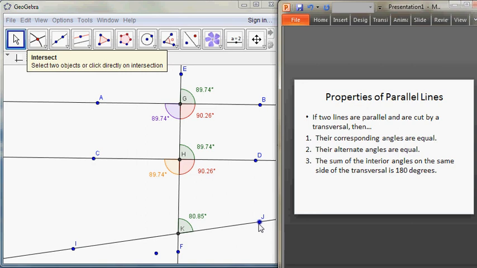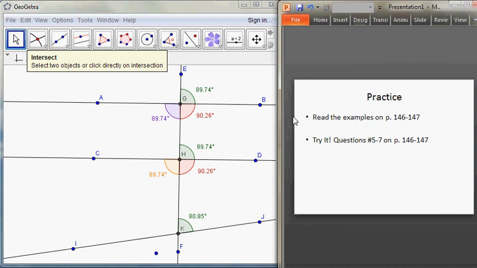We can look at line IJ as a non-example. It is not parallel to either line CD or AB because the corresponding angles are not the same. Angle HKJ is 80.85 degrees, whereas angle GHD is 89.74 degrees. Angle HKJ is 80.85, and the alternate angle for line AB is angle AGH, which is 89.74 degrees. Lastly, angle DHK and angle HKJ, which are interior angles, do not add up to 180 degrees. This is 90.26 degrees and this is 80.85, and they do not add up to 180.